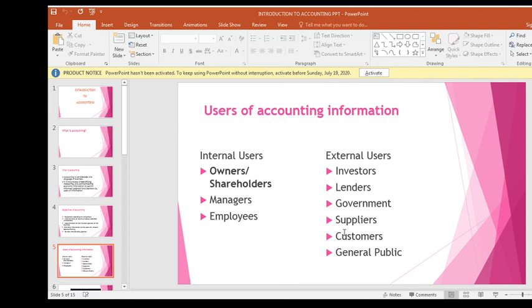Then we have the general public, which is the other users who are not captured in the list that we have just explained. It can be people like the scholars who might be doing research in that particular business organization. We also have the community around the business. Because it is the community that is hosting that particular business, they will be expecting some returns from the business in the form of corporate social responsibility.